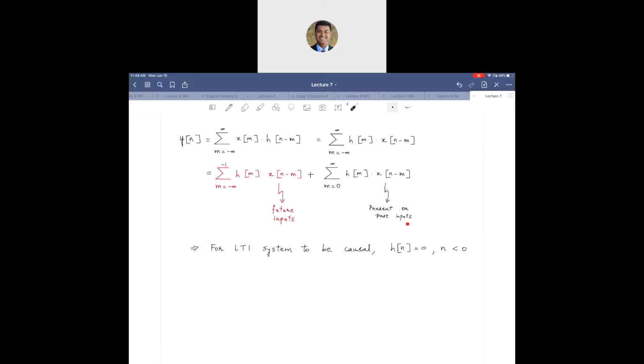So if it doesn't depend on future inputs, and only depends on present and past inputs, that means that this term needs to evaluate to 0. And this can evaluate to 0 if there is no element in the impulse response for negative time, which can be written as: for an LTI system to be causal, h of n should be 0 for n less than 0.